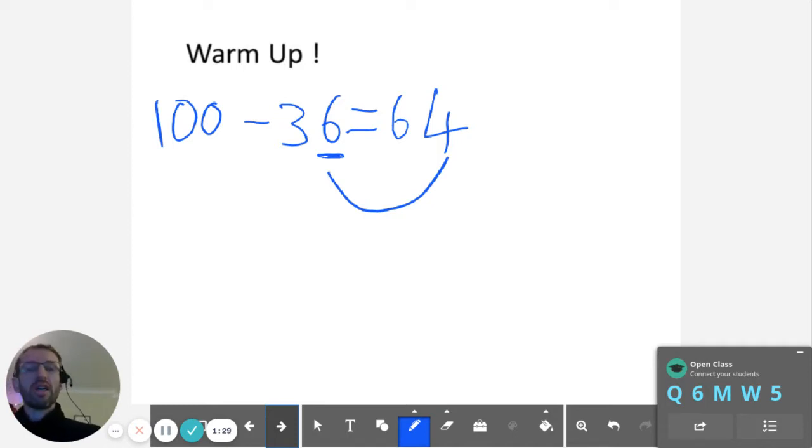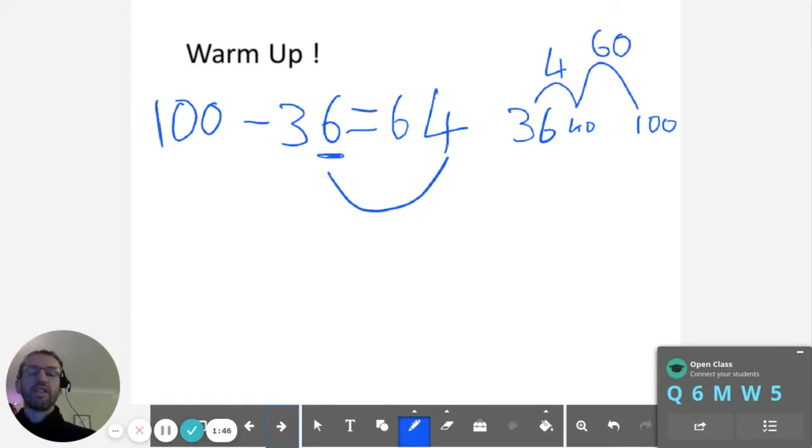This could be seen on a number line. You could start at the small number, 36, because it's take away. We're going up to 100. You simply do one jump of 4. That gets you to 40. And then you do one jump of 60. Answer 64. Bonds to 100. Do as many as you can in 3 minutes. Pause the video and start now.